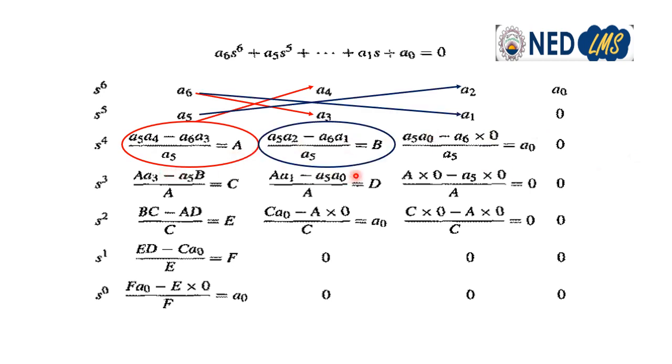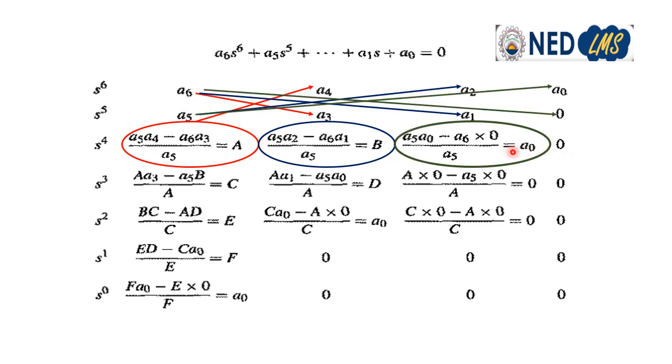Now for B, we use the first column and the column next to this entry. We are using these two columns, but all the time we divide by the element of the row just preceding the row of s^4. So we always divide by a5. So a5 into a2 minus a6 into a1, divided by a5. Similarly, we can calculate this entry.